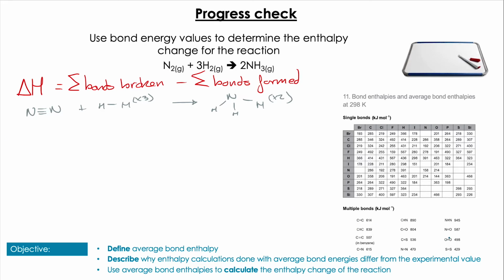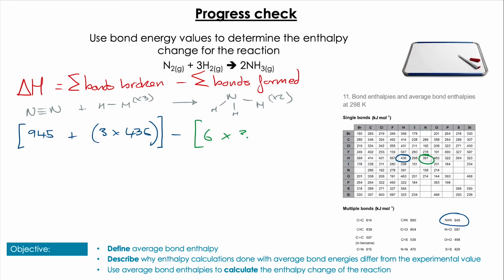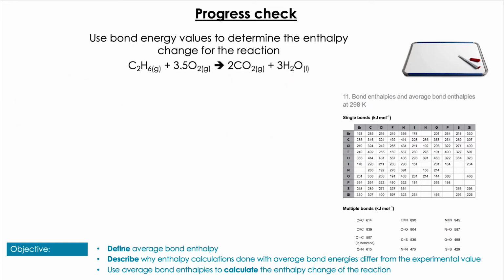So we're going to total up our bonds broken. So we look at our multiple bonds. They give us a value of N triple bond as 945 and the hydrogen bond as 436 multiplied by 3. And then for our ammonia, we've got NH bond. Now there's 3 per molecule and we've got 2 moles. So we're going to do 391 times 6. And then we're just going to subtract those bonds broken from the bonds formed, which is minus 1093 kilojoules per mole. One more question for good luck then.